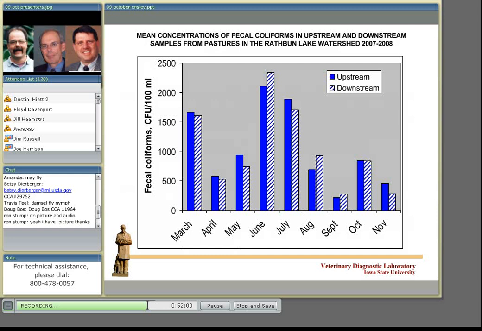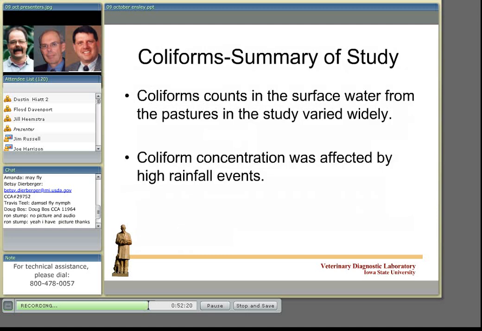Again, this was a slide Dr. Russell mentioned. These are our plots of the coliform concentrations upstream and downstream over the months that we surveyed, for 2007 and 2008. We don't have 2009 data in here yet, but it looks fairly similar. As Dr. Russell said, the coliform counts would vary widely in the pasture. We did find some correlation between high rainfall events and coliform concentration in the water.